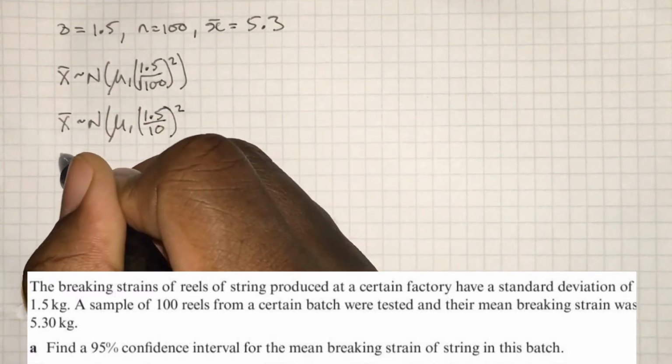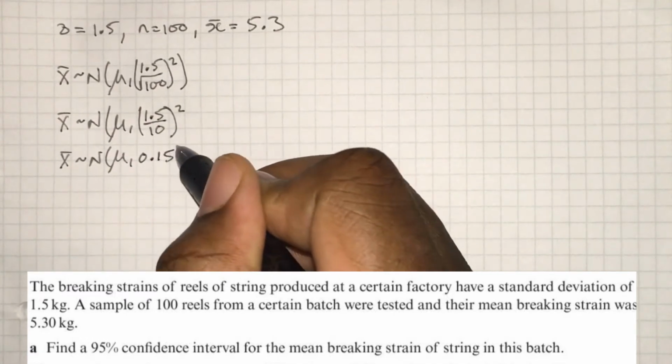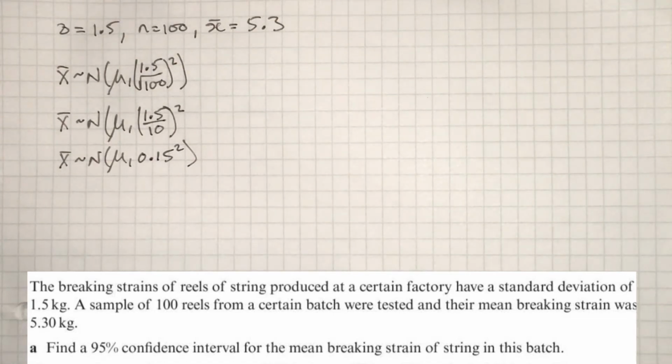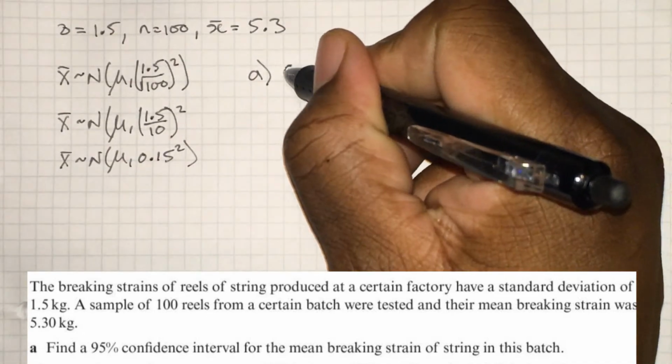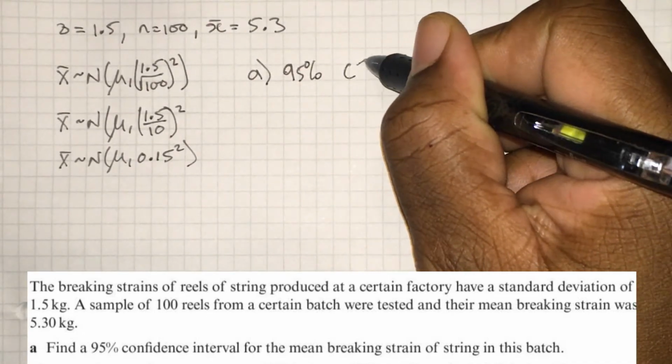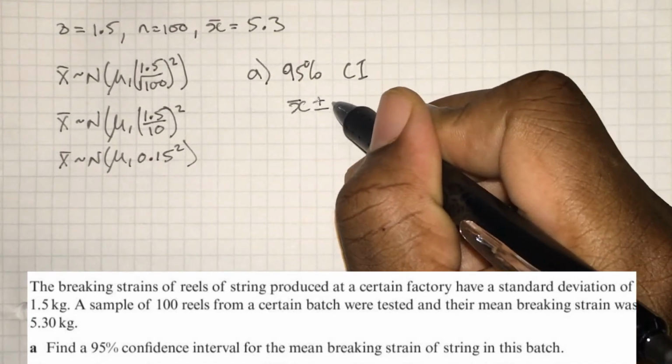which can be simplified in terms of its standard deviation, and even one step further. So I get 0.15 squared. Either of these forms of the x-bar distribution are valid. Just if you have a chance to simplify, I recommend that you do. Okay, so we're looking for the 95% confidence interval.